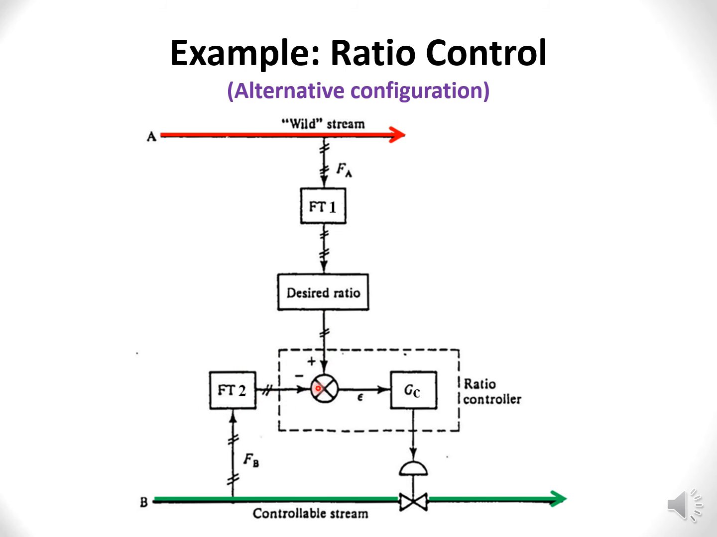And this is the actual FT2. This is the desired one, so it becomes the set point, and this becomes the actual measurement. You then execute the ratio control on the valve based on the difference between the desired flow and the actual flow of FT2. This is normally the one that is used, because it is more stable than the previous one that I have shown you.